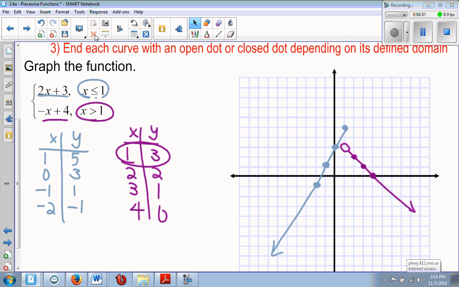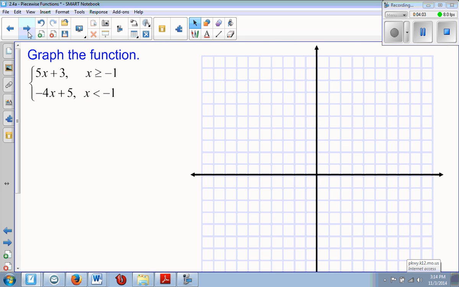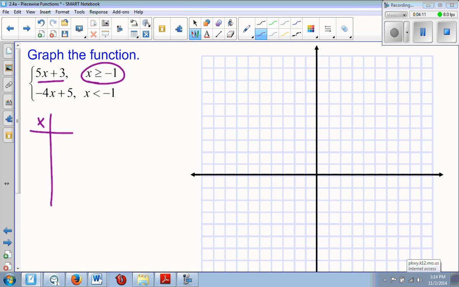If we go down to the next one, the next one is, again, two linear equations. So the first thing we're going to do is make a table of values. So for my top equation, I'm going to use purple. And I'm looking at values greater than or equal to negative 1. So I'm going to start at my boundary number and just go up. And all I'm doing is evaluating.